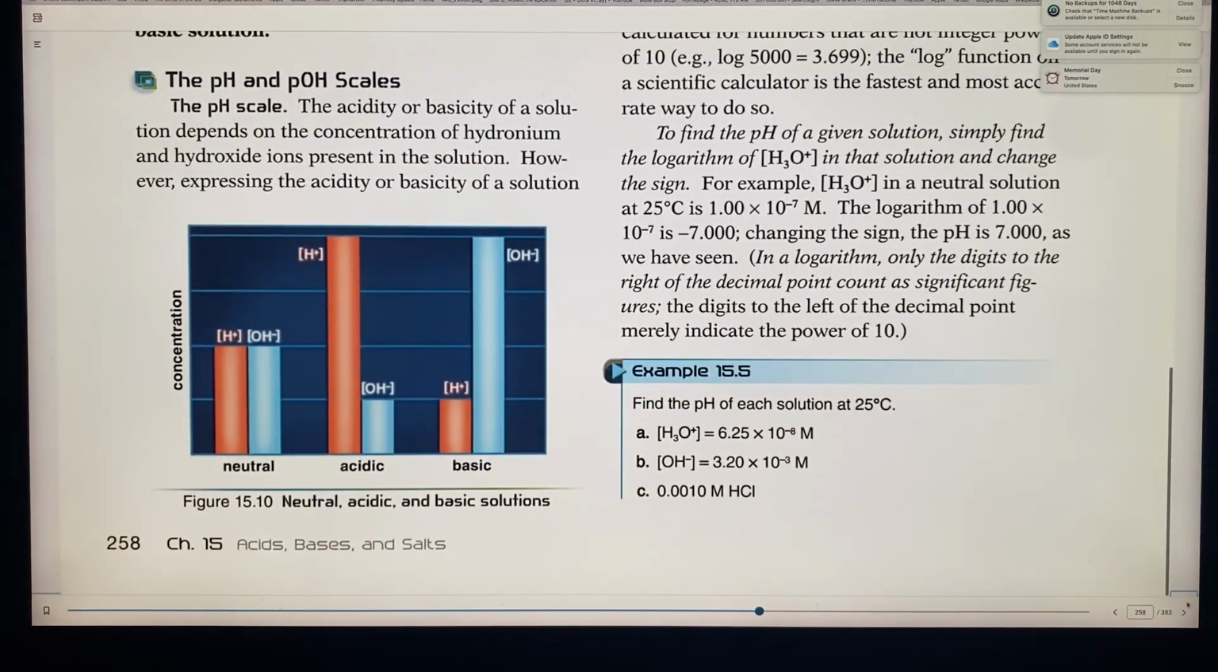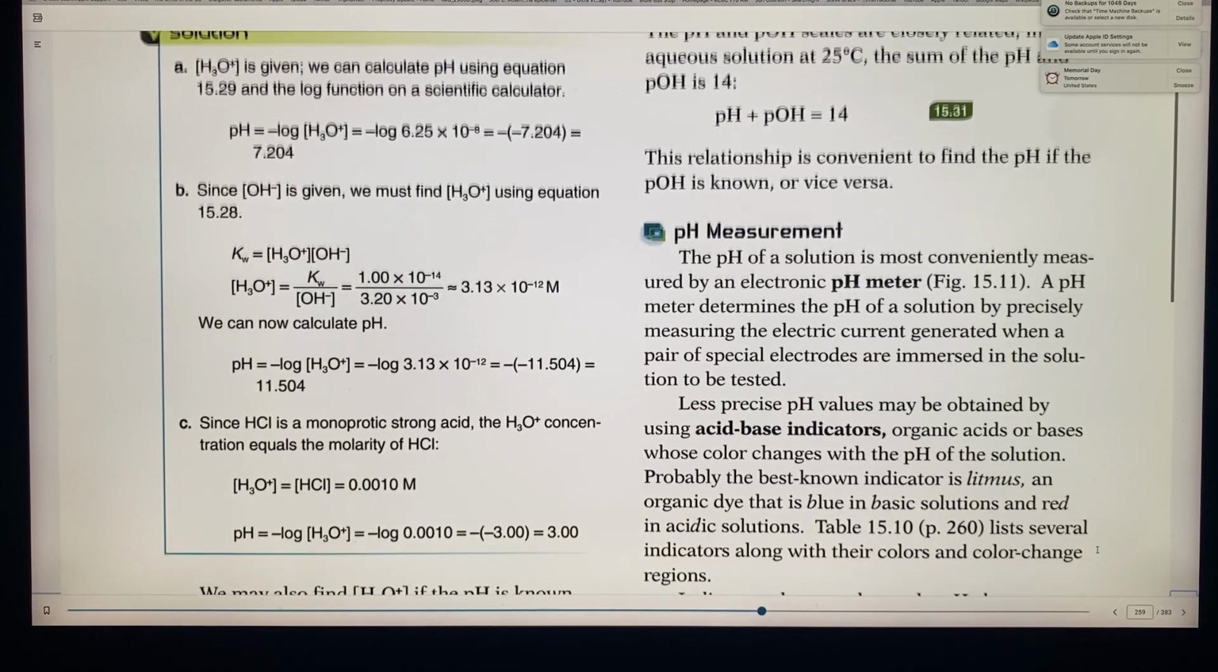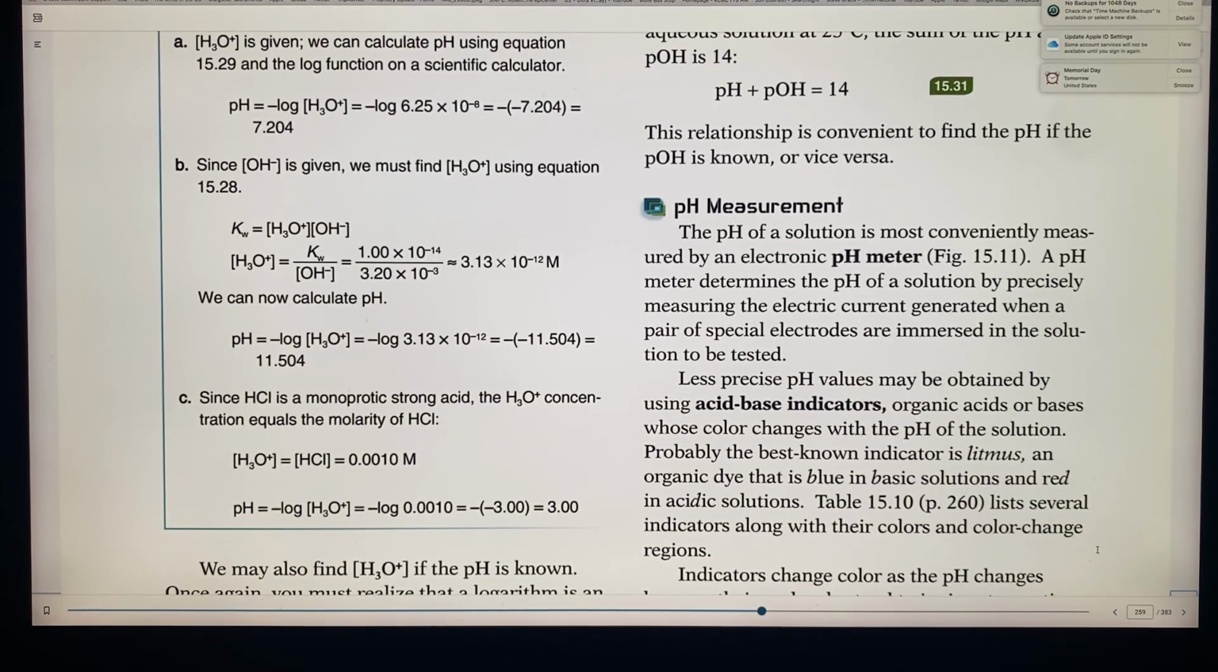I'm not going to go over this whole logarithm because I don't think you're going to be able to really understand it right now. But here's how calculating pH works: it's the negative logarithm of the hydronium ion concentration. And going back to the monoprotic and everything, this gets a little bit complicated. I'm not going to go over that.